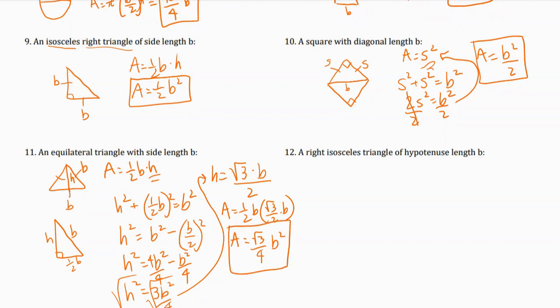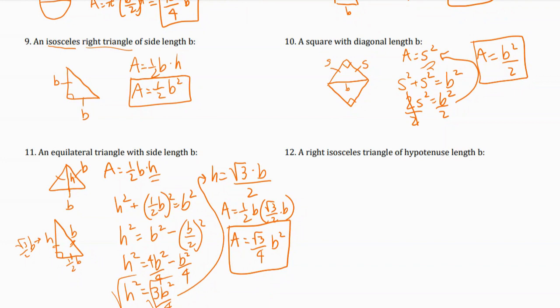So again, you need to be able to come up with this yourself. If you know your special right triangles, you would know that the height is root 3 over 2 b, because it's this side length times root 3 and this side length times 2, if you know your 30, 60, 90 triangles. But if not, just use the Pythagorean theorem. Pythagorean theorem works just fine here.